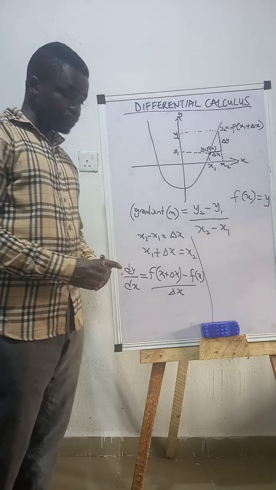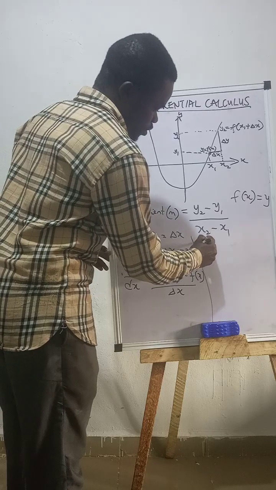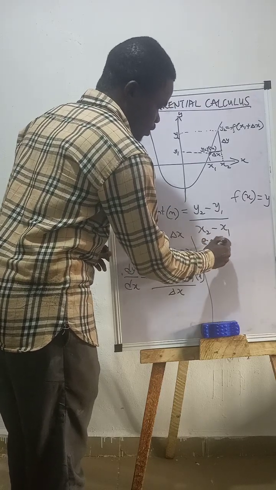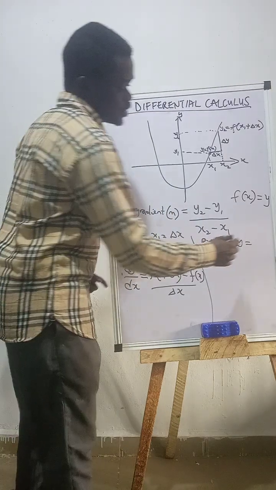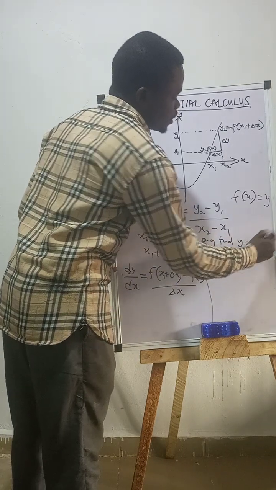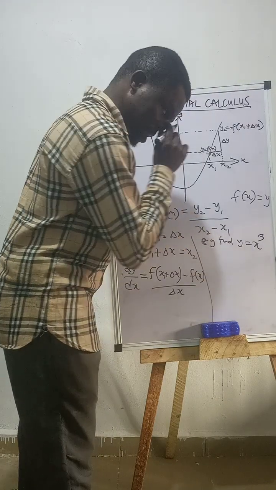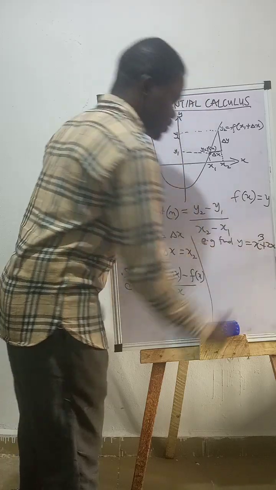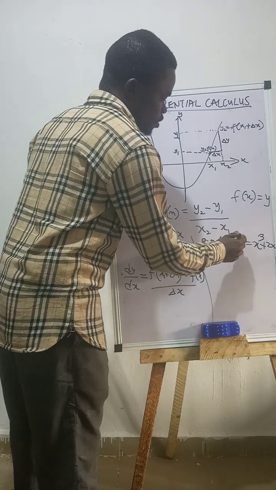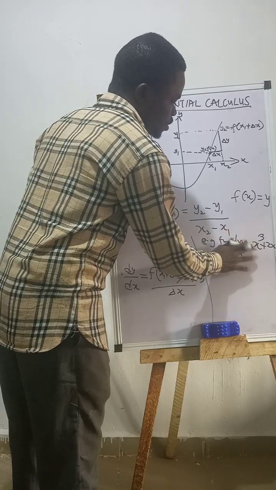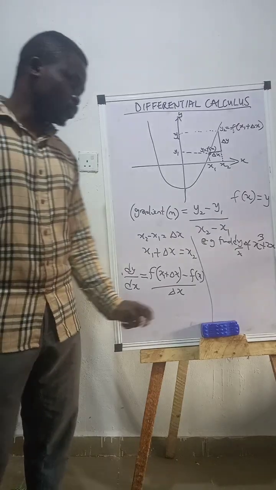So take, for example, just a very basic example. Say y is equal to x raised to power 3 plus 2x. So we are finding the gradient, dy over dx, of it. We are finding the dy over dx of this function.